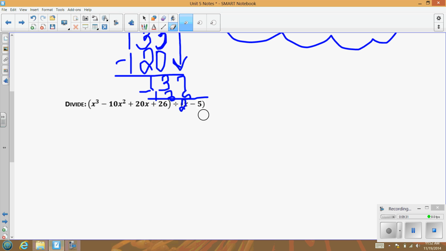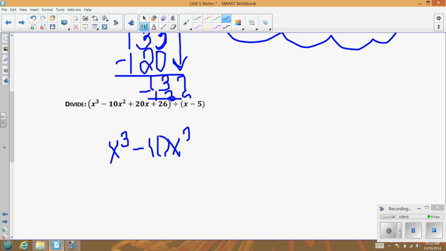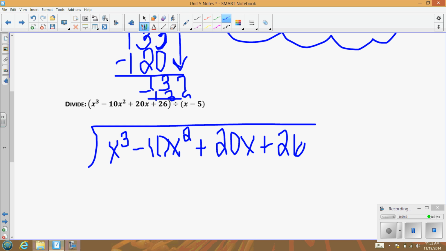So let me get rid of this piece here. So we have this example where we want to take this entire polynomial and divide it by x minus 5. So I'm going to start it off the same way. So x to the third minus 10x squared plus 20x plus 26. We're going to divide that by x minus 5.